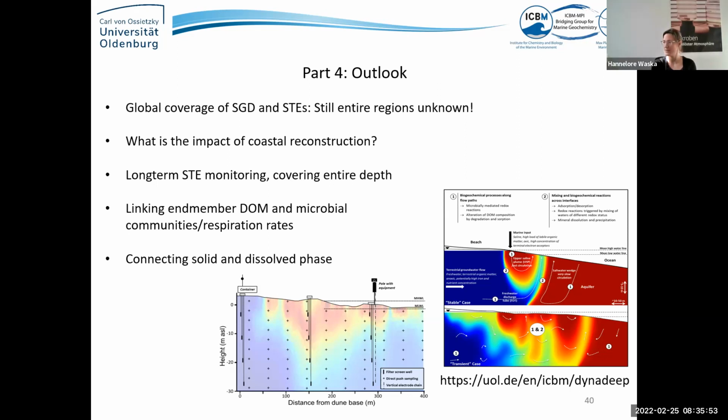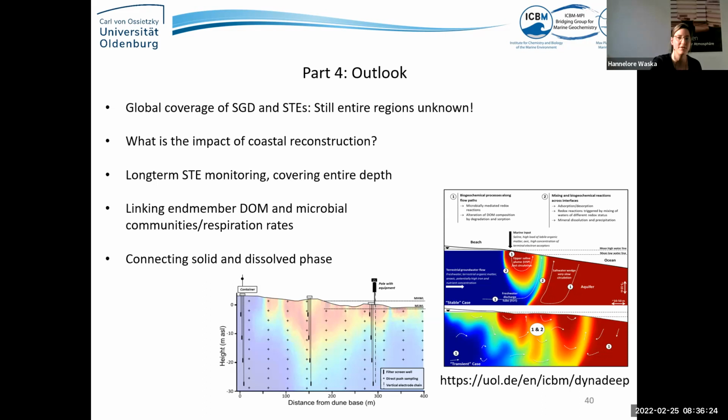There was a big storm 1 or 2 weeks ago, and it basically took away the whole beach face of one of the islands nearby. So it's just gone. There is no more beach there. And what does that do when the beach is gone and then you renourish it? What happens to the biogeochemistry of this subterranean estuary that is basically built up completely new? In our case, on Spiekeroog Island, we will look very closely into this, into the depths.